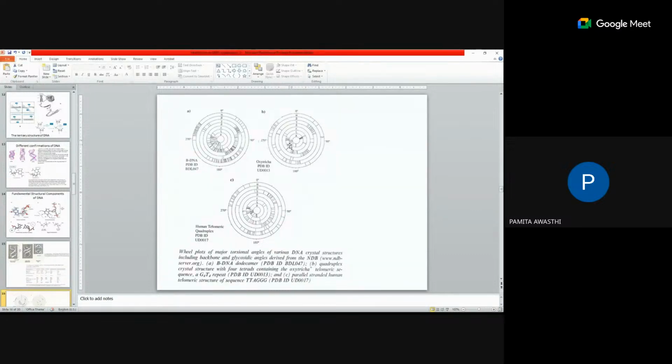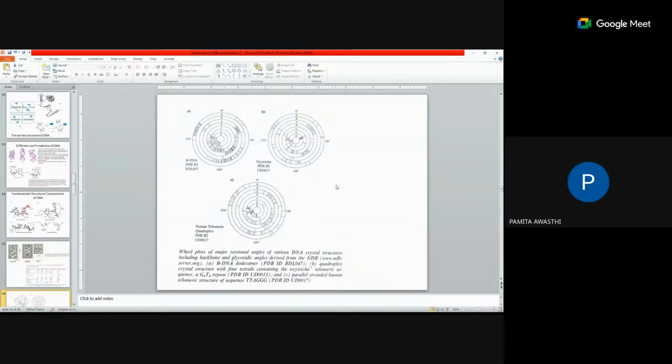But you could observe there is a diversity over here. So this is not overlapping. So just by a change in this chi angle, the conformation of the DNA changes, or is taken to a different level. So this can be confirmed from these experimental studies.